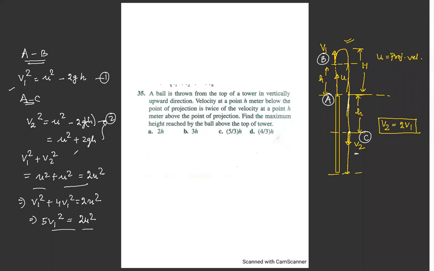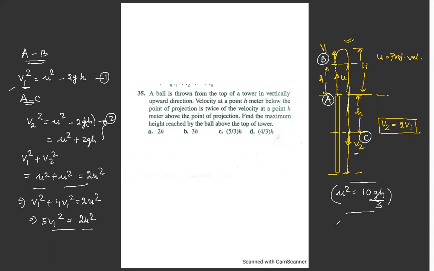So put all these things in one of the equations. You'll be finding the value of it. You'll be getting the value of U square as, all of you are getting this answer, U square as 10GH by 3. Are you getting the answer as U square equal to 10GH by 3? You can easily get the V1 square now. V1 square is U square minus 2GH. Just put it.